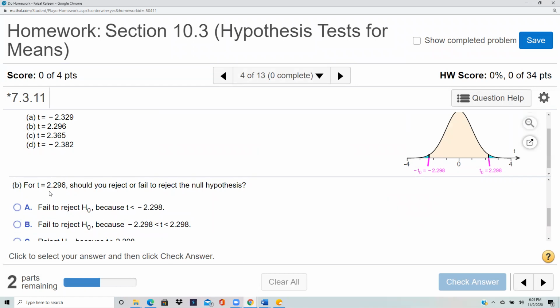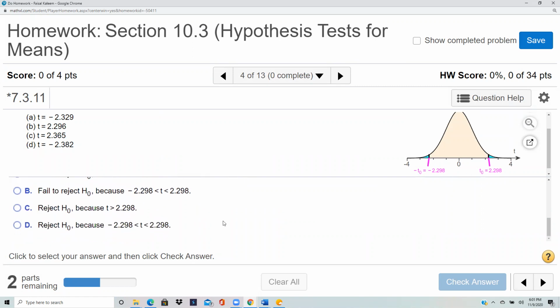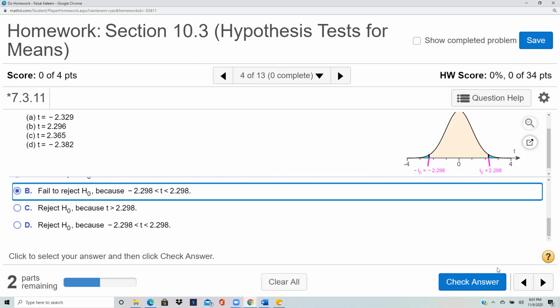So when t is 2.296, so 2.296 is slightly short of 2.298, so it will be on this side. So it will not be in the rejection region. So you will not reject, because it's here, which means it's in between this and this. So fail to reject because t is between the two critical values.